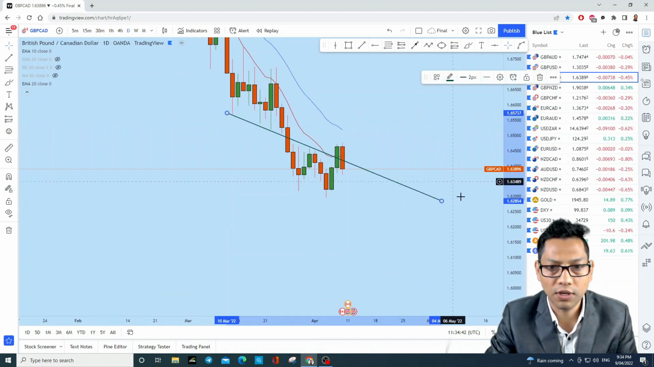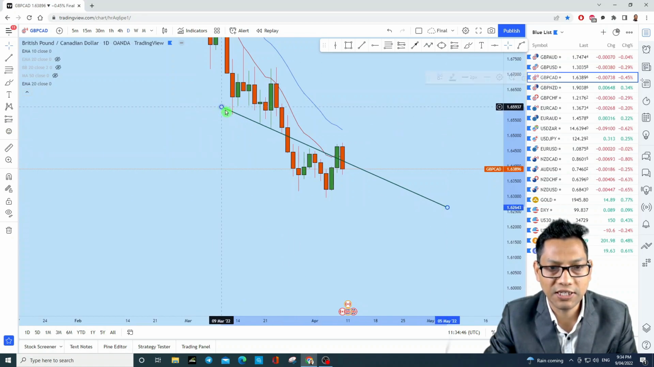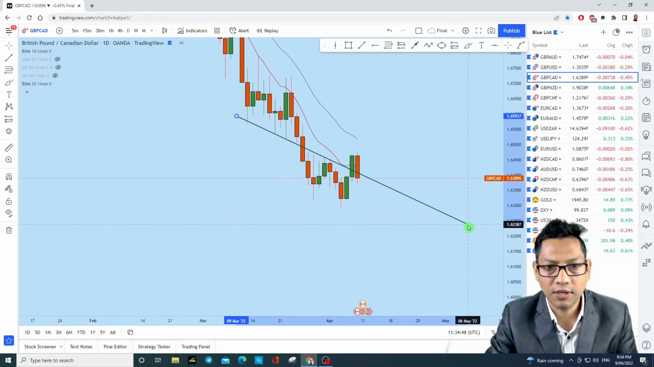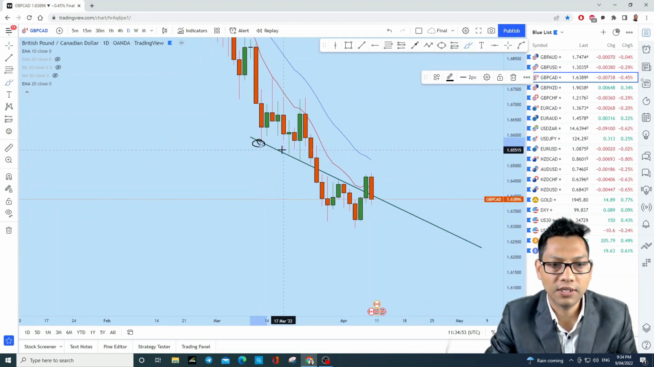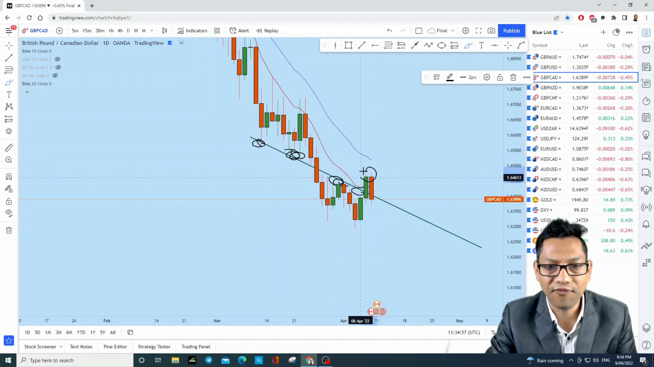If I draw this one, let me draw this one. So the price was moving. This is the daily chart, and let me draw it. What you saw is there is a support here, there is a support here, tested as resistance. Now this one is a fake out.